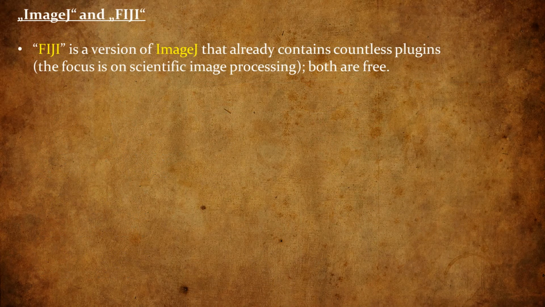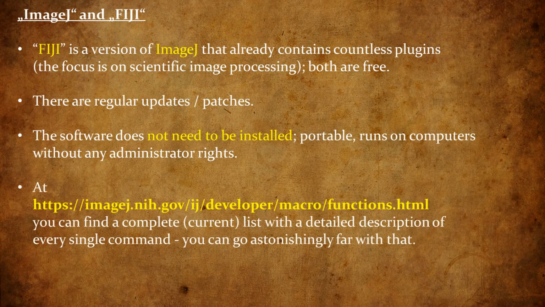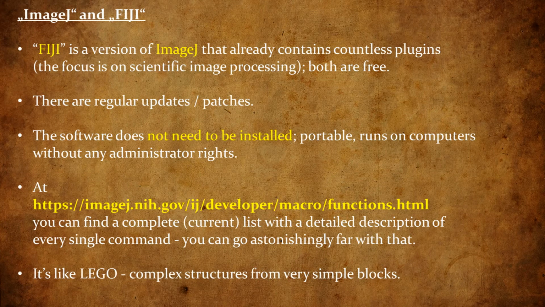Fiji is a version of ImageJ that already contains countless plugins focusing on scientific image processing. Both are available for free and you get regular updates and patches. The software doesn't have to be installed, it's portable and so you can use it on computers even without any administrator rights. Here you can find a complete list of every single command with a detailed description of it. This language is like Lego, you can form complex structures from very simple blocks.